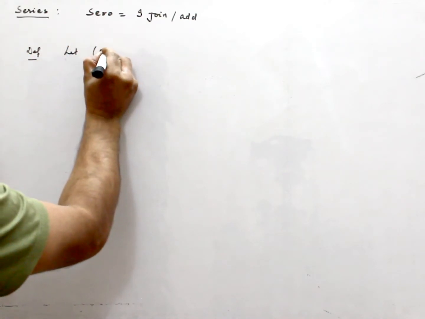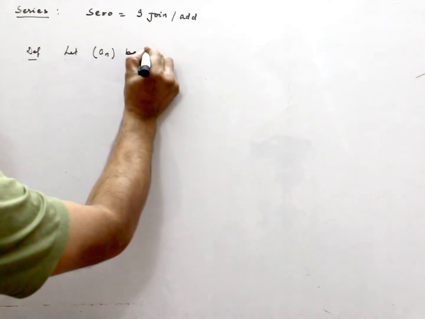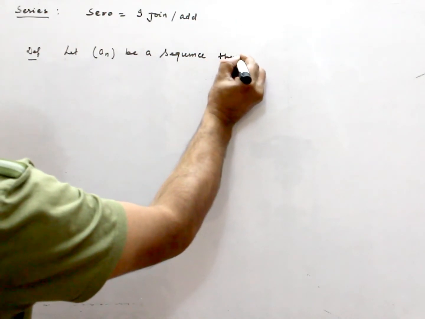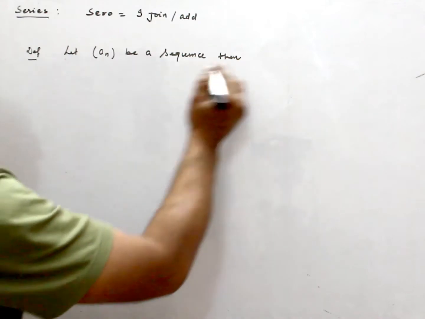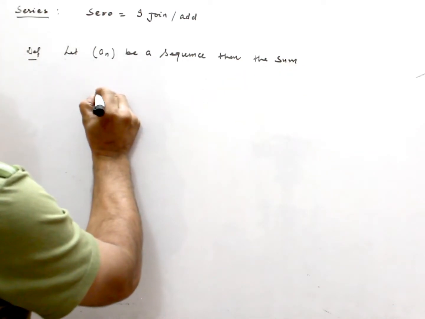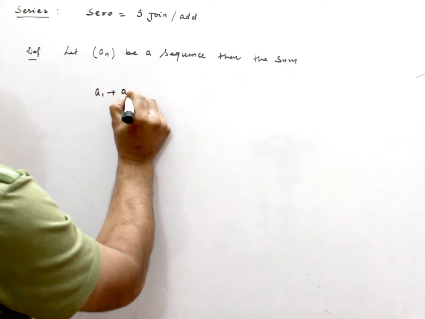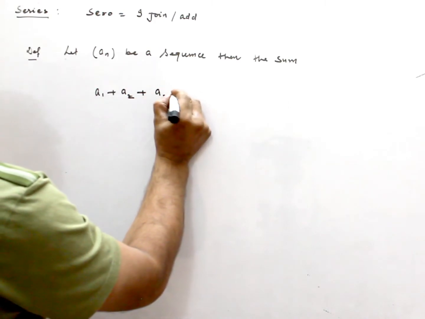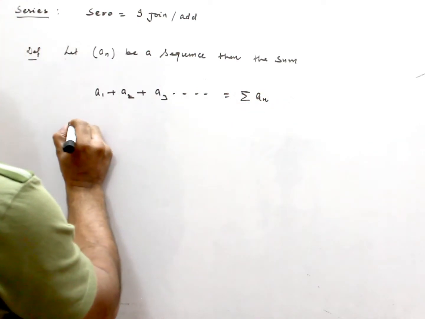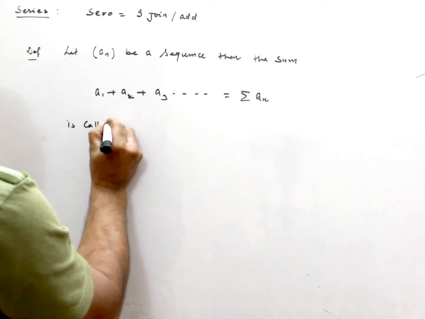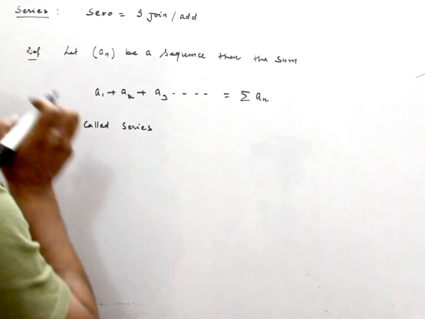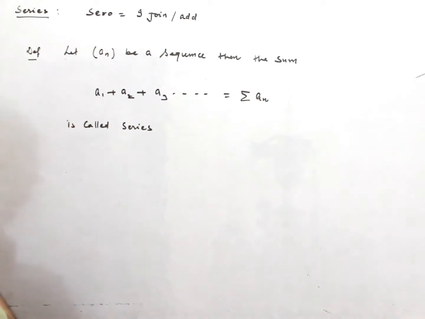Let A_n be a sequence, then the sum A1 plus A2 plus A3 plus and so on, this I write as the sum of A_n, is called a series. Now we talk about the convergence of the series.